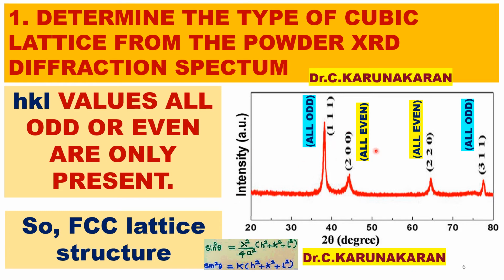In this spectrum, you see 1, 1, 1. All are odd, hkl all are odd. Then 2, 0, 0, all are even. 2, 2, 0, all are even. Then all are odd. Therefore, hkl values are all odd or all even. This selection rule is followed. Therefore, this sample is of FCC, face-centered cubic lattice structure.